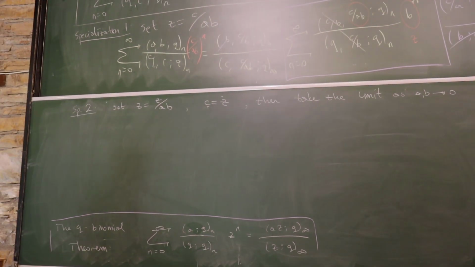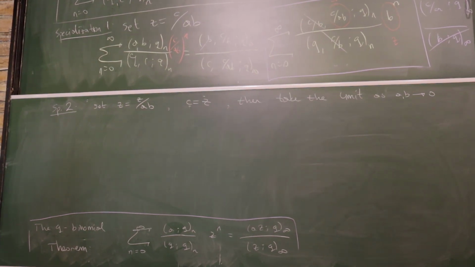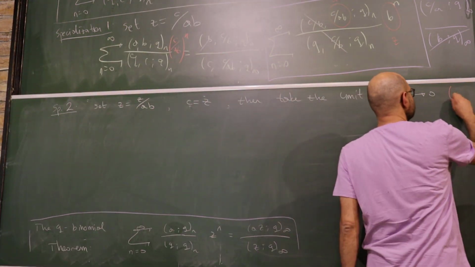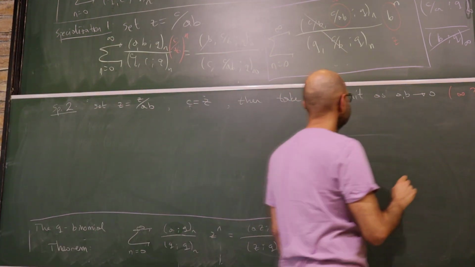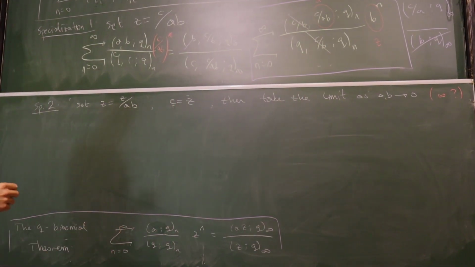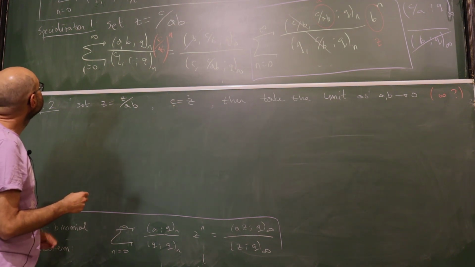I want to double check before going into details. A and b to 0. Yes. Yes, no? Infinity. Probably infinity, yes. Well, let's make the substitution first and then let's see where we're going with that.